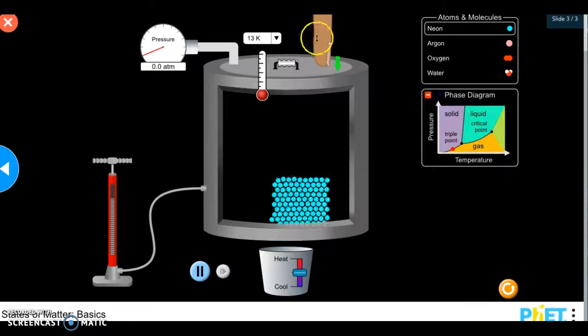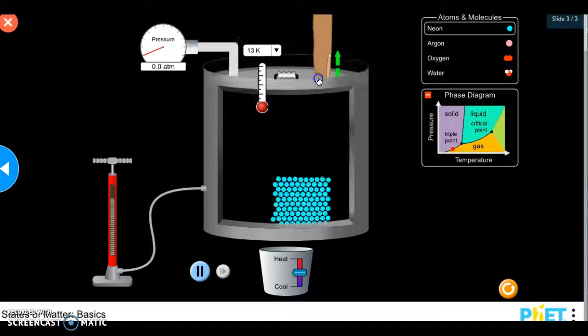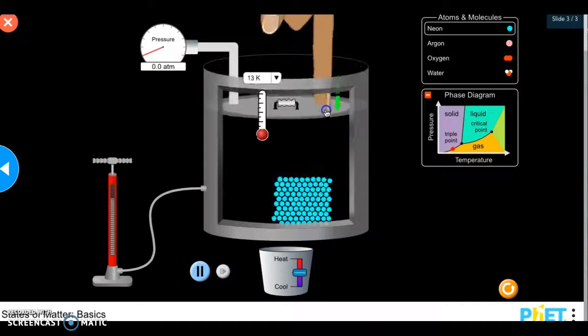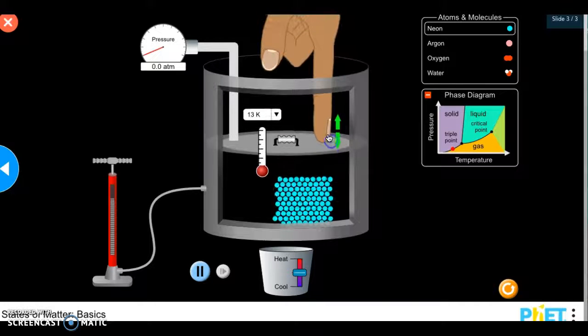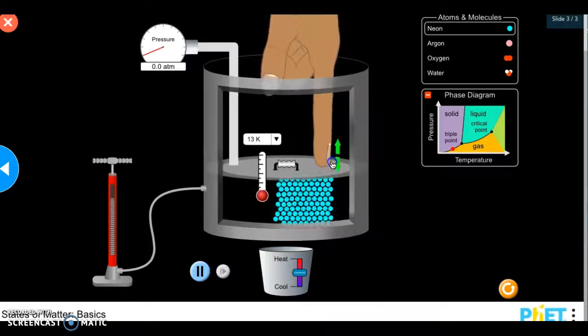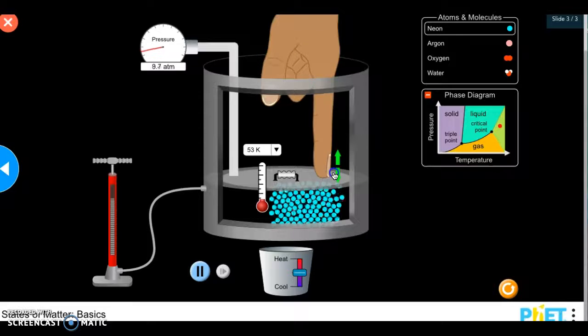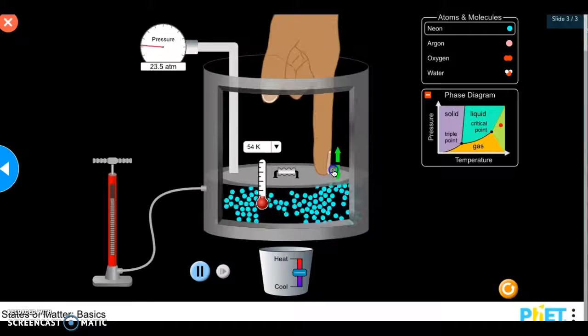We're going to start out by adding some pressure to our neon molecules. They're currently at a solid state of matter right now. And when pressure is added, you can see that these strong bonds break apart and form to a liquid and then a gas.